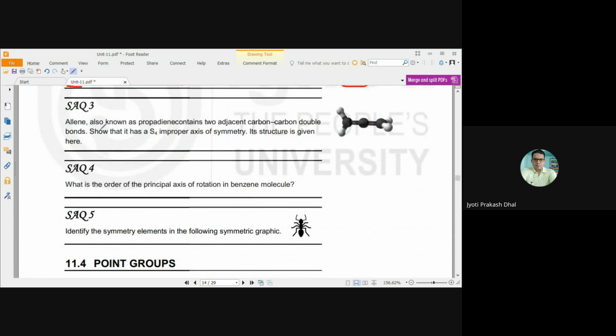And the next one, allene, also known as propadiene, that contains two adjacent carbon atoms. So this is the carbon atom, this is another double bonded carbon atom, this is another double bonded carbon atom, after two hydrogen atoms. So the two hydrogen atoms are like this. So in the case of allene, it has an S4 improper axis of symmetry, that is, its structure is given here.